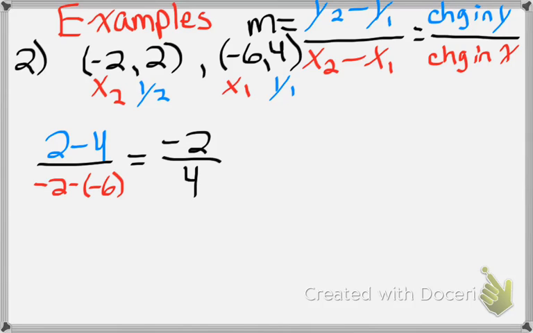So we have positive 4 down here. So we have negative 2 over 4. Well, that simplifies to negative 1 over 2. So that means our line will go negative. Since it's negative, our line will go down 1, and it'll go over 2. That's what that's saying. So our slope is negative 1 over 2.